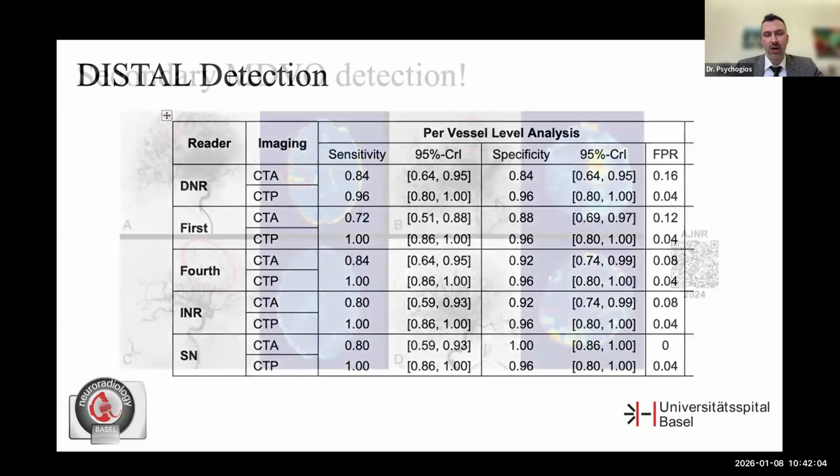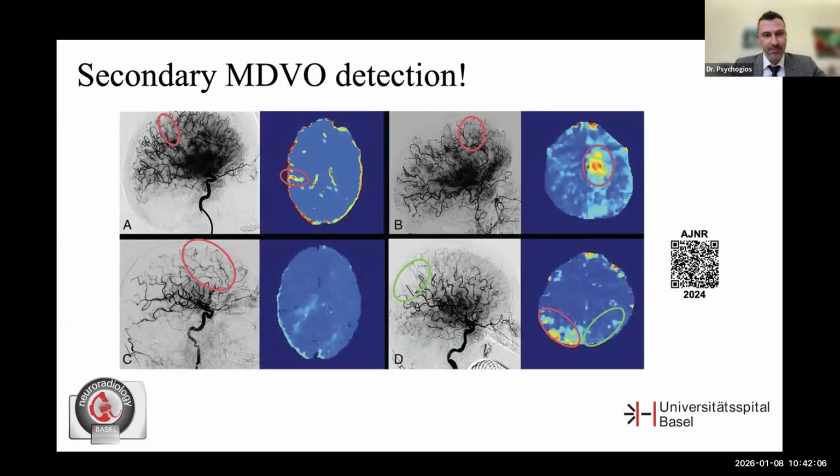You need the perfusion to actually be able to find this. So this was primary detection that we talked about until now. What about MeVO detection after thrombectomy, right?